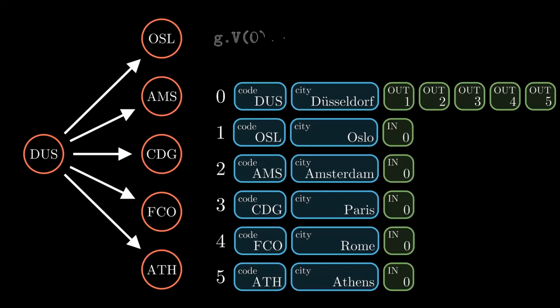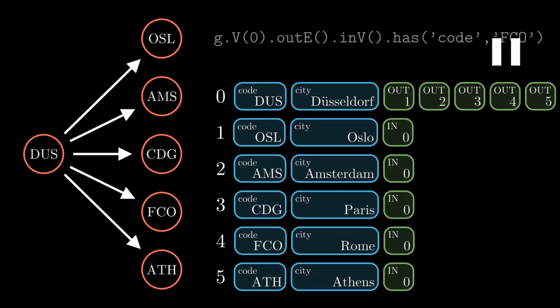So let's assume we want to find out if we can reach the airport of Rome, starting at the airport of Düsseldorf. For simplicity, I am directly starting with the vertex ID 0 here instead of resolving the name first. The first step of the query, V(0), creates a traverser at the Düsseldorf airport, which you can see here represented by the Gremlin figure in the graph and in the storage. Starting from here, we can now iterate through the query steps one by one and see how they are evaluated.